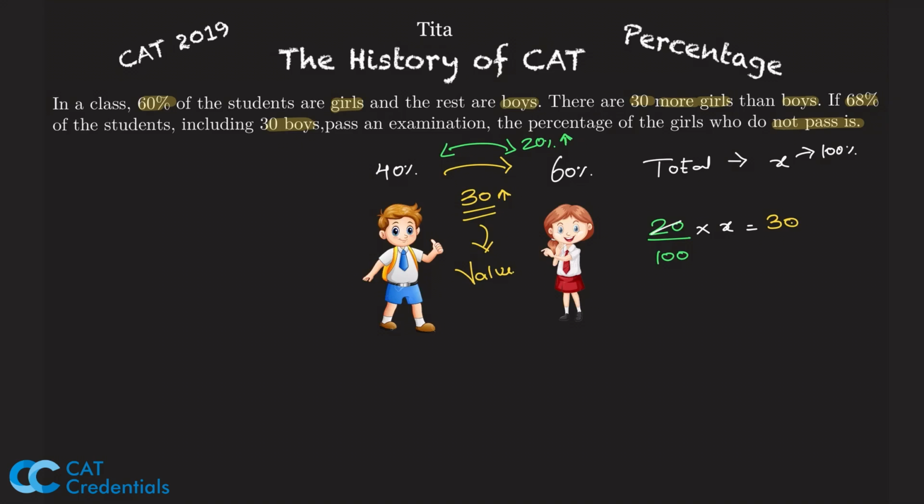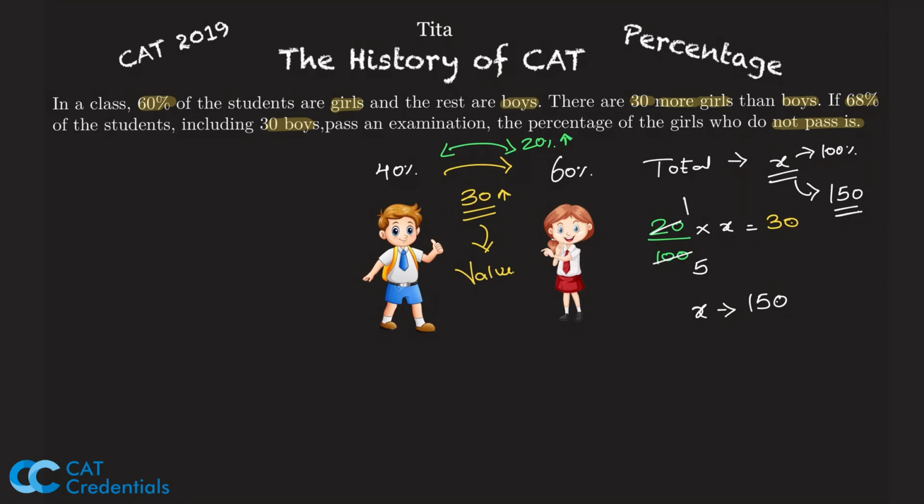X comes out to be what? X comes out to be 30 into 5, which is nothing but 150. So 150 is the total number of students in the class. You know that. Now from that you can know the number of boys and the number of girls.